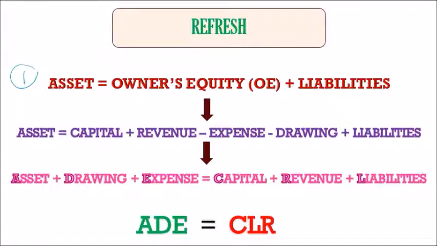So as you know, owner's equity has 4 accounts under it. The first one being capital. The second one being revenue. The third one being drawing. Lastly is expenses.